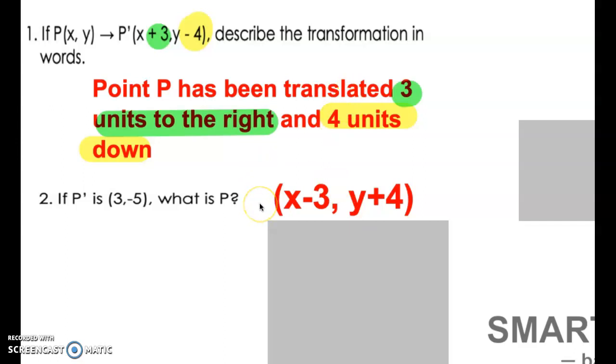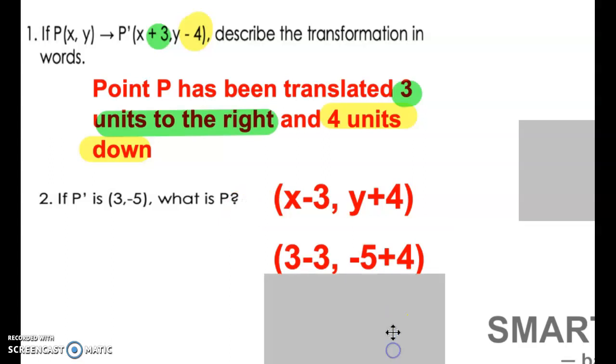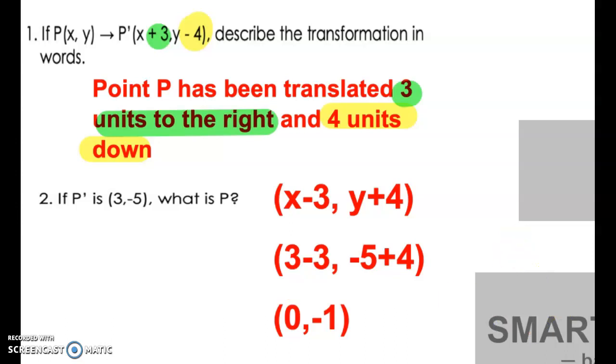So now our rule that we're going to use to go backwards is x minus 3, y plus 4. So we're going to take the x coordinate of point P prime, which is 3, and subtract 3 from it to find the original x coordinate of point P. And then we're going to take the y coordinate of point P prime, which is negative 5, and add 4 to it to go back and find the original y coordinate of point P. So when we do that, we get that 3 minus 3 is 0. So the original coordinates of point P were (0, negative 1), because negative 5 plus 4 is negative 1.